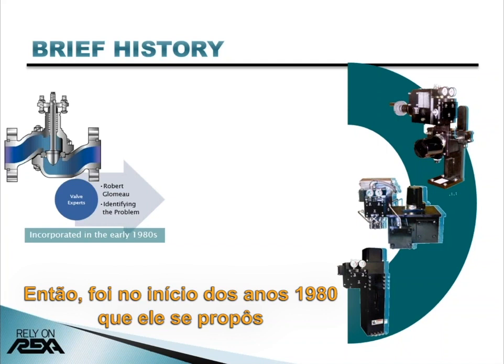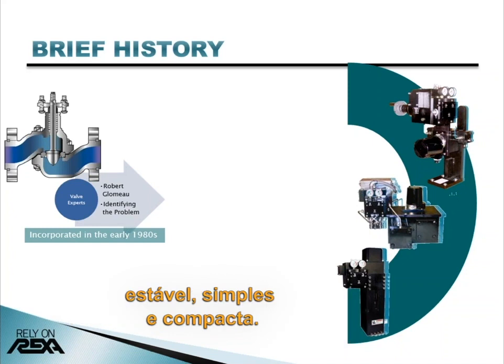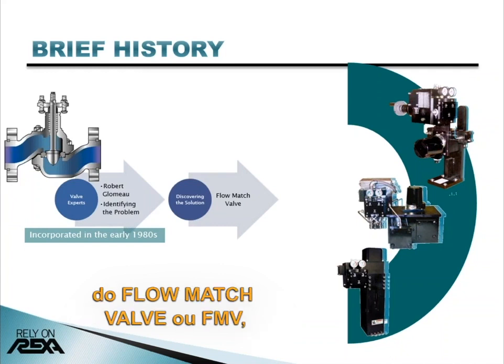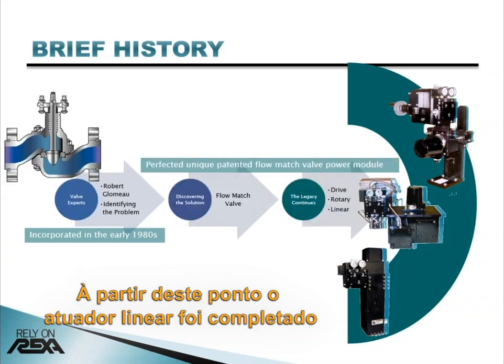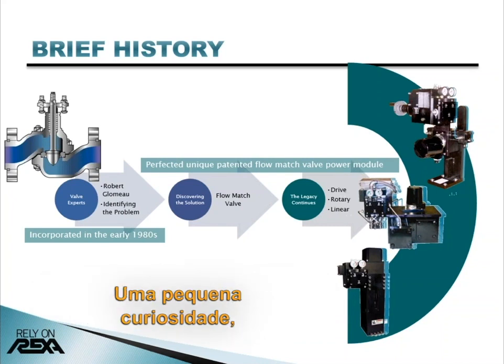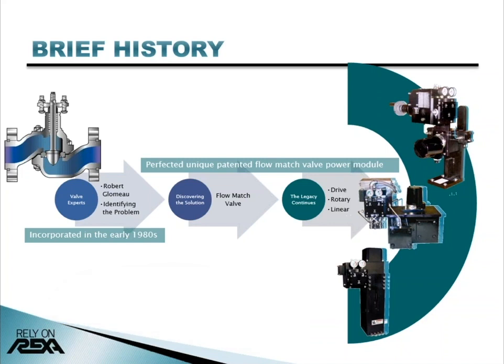So it was in the early 1980s that he set out to develop a technology that had to be accurate, stable, simple, and compact. The result was the patented Flow Match Valve technology, or FMV, also considered the heart of the REXA. From that point, the linear actuator was completed, with rotary and drive units to follow. And a little trivia, the name REXA actually stands for Robert's Expert Actuator.